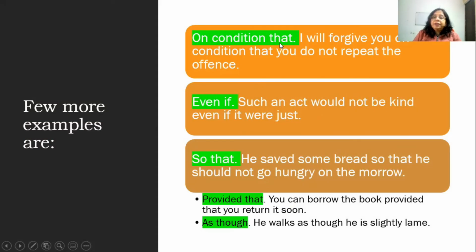On condition that: I will forgive you on condition that you do not repeat the offense. Even if: Such an act would not be kind even if it were just. Next is so that: He saved some bread so that he should not go hungry on the morrow. Next is provided that: You can borrow the book provided that you return it soon. And another one is as though: He walks as though he is slightly lame.